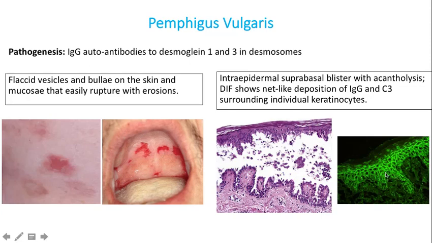So if the patient didn't have antibodies, this whole thing would look really dark when you look at it under a fluorescent microscope. But if they do have antibodies, then this is what you see. In pemphigus, because the antibodies are directed against the desmosomes, you have this beautiful, lacy, net-like pattern of deposition of immunoglobulins, in this case IgG, as well as complement, C3, in between the keratinocytes. Very characteristic of pemphigus vulgaris.